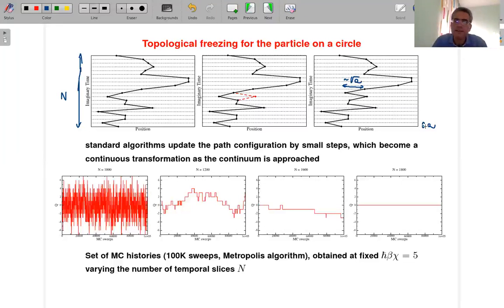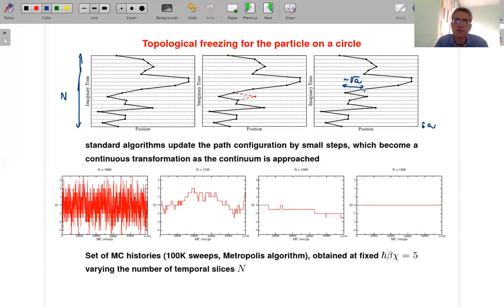Okay, so it means that as you go to a equals 0, to the continuum limit, the typical distance from one side to the other will be of the square root of a. It means that if you try to make a larger jump, which would permit you to have a different winding number, then most of the time it will be rejected if you adopt a Metropolis algorithm, just because in the continuum limit the path tends to be continuous.